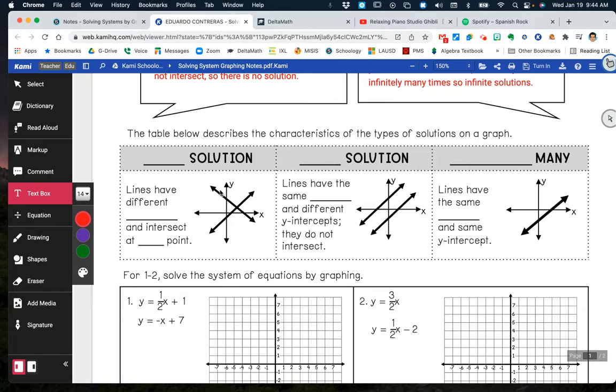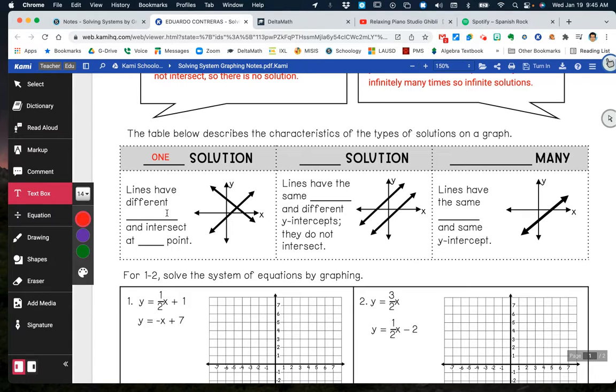So the first one is what's mostly going to happen, like let's say 99% of the time. Okay? This is where we have one solution. One solution is two lines intersect just once. So let's talk about what, in terms of the slopes and everything, what we should be looking at.